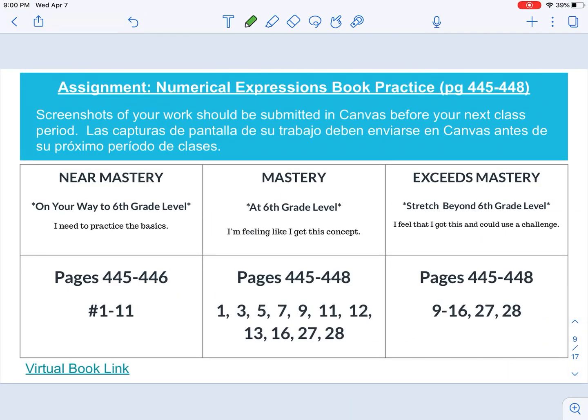For homework, you're going to open your book to page 445, and you're going to solve the problems from this independent practice, depending on which level you want to choose. So go ahead and circle your problems now, and come see me during WIN or during work time if you have any questions.